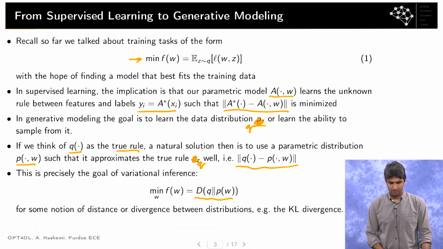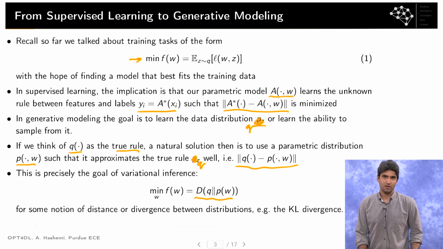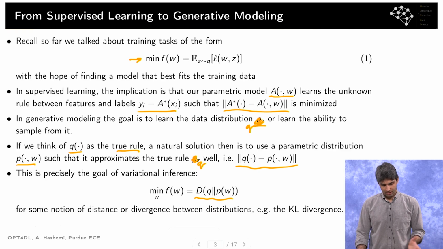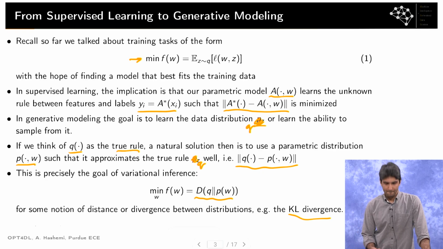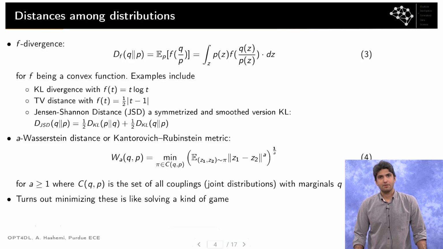So you're going to minimize this objective function, where D here is some notion of distance or divergence between distributions. It's not necessarily the Euclidean distance that we would use in a regression problem or cross entropy loss. It is some general notion of distance or divergence between distributions, for instance, the KL divergence that we have seen in numerous contexts so far in the course. All right, so let's talk about some notable examples of these distances between distributions.